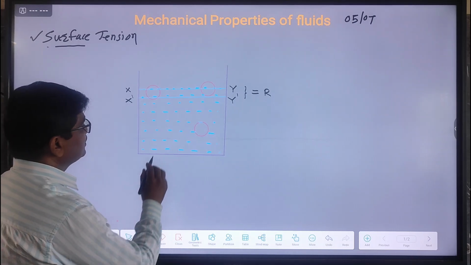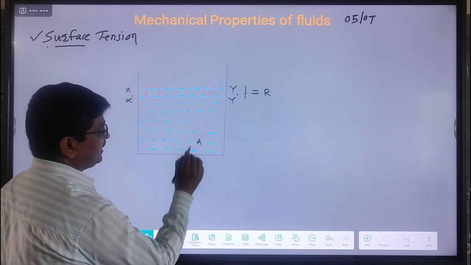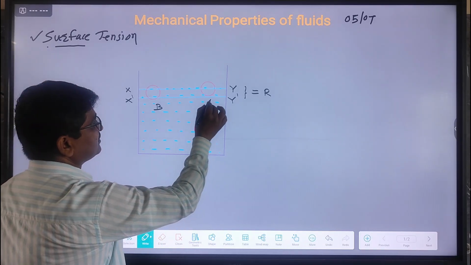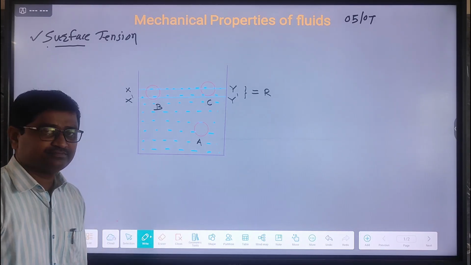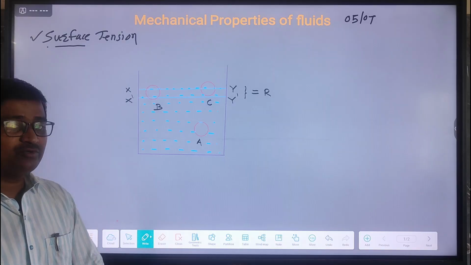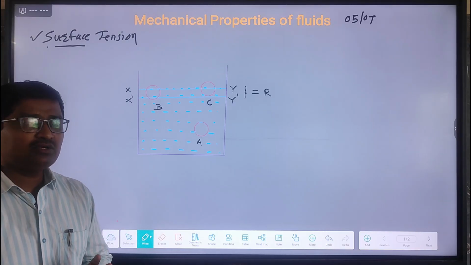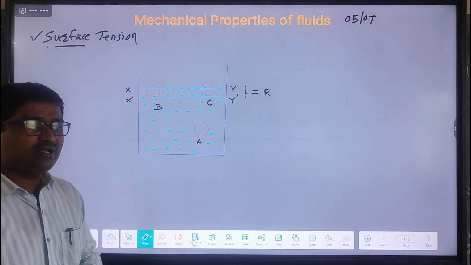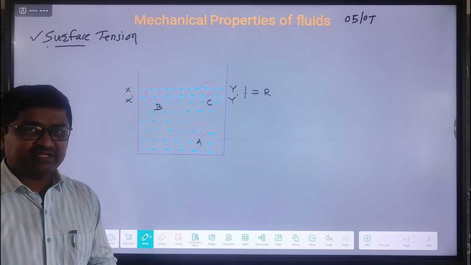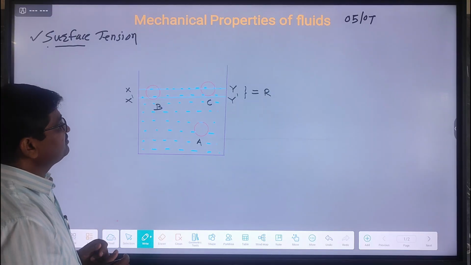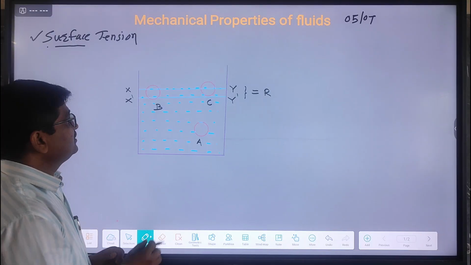So now the first molecule will be denoted by molecule A, the second molecule represents molecule B, and the third molecule represents molecule C. Here, observe that there are 3 molecules, and they are represented as A, B, C. We observe that molecule A is well inside the liquid, completely deep inside the liquid. Now let's observe molecule B and molecule C.